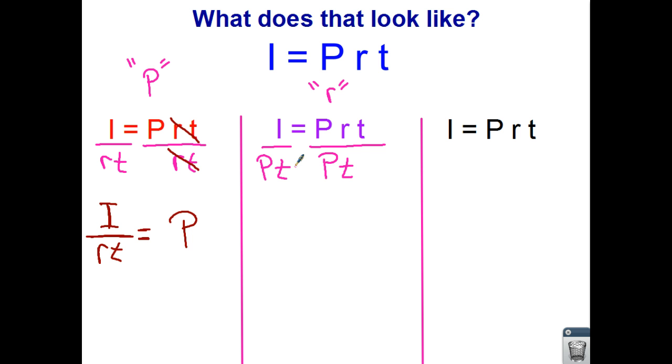All right, what are we left with? Well, if we did our cancellations, the P's and the T's would cancel in my numerator and denominator. I would be left with the rate equaling whatever the interest is divided by the principal times the time. All right, I would like you to pause the video and solve the last literal equation for the variable t.